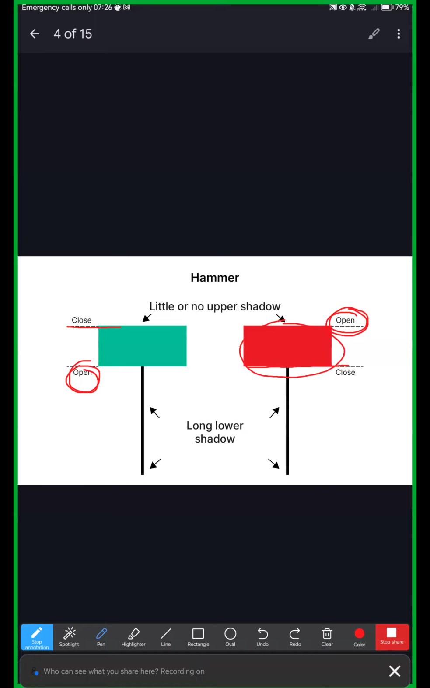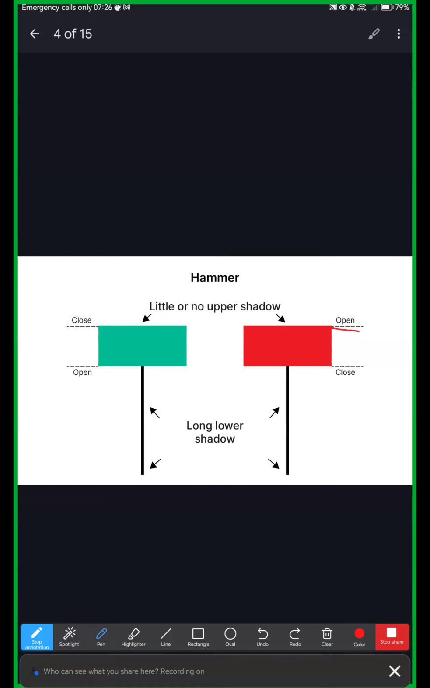Because I don't want you to have a mindset or a picture that a hammer should always be green if it signifies market movement to the upper side. No. Sometimes you are going to find it in red, but it is a hammer with a long tail, long shadow, the lower part. So I'm saying that a hammer is a candlestick which is created when the open and high and close are roughly the same.